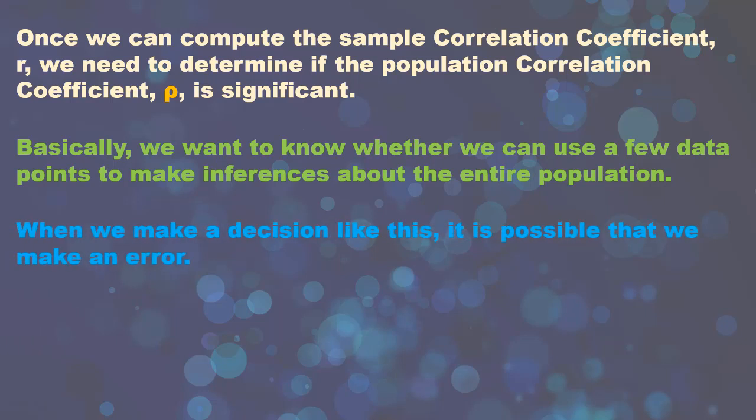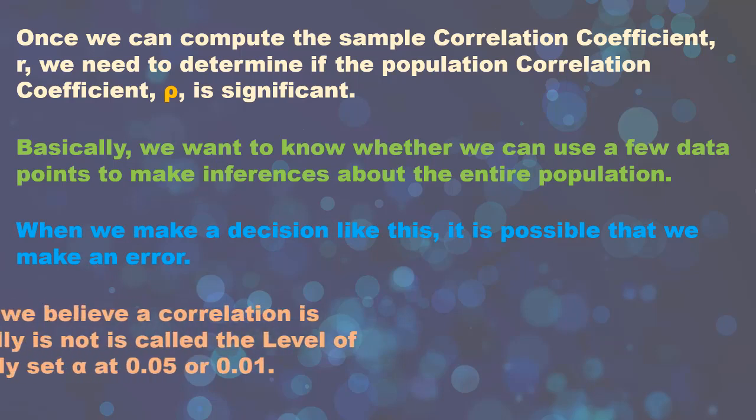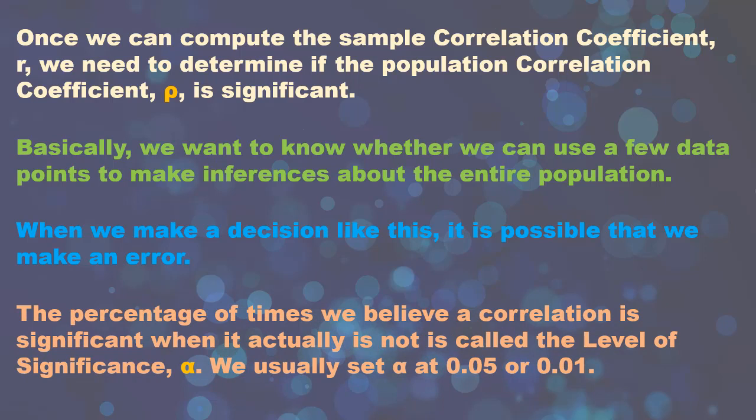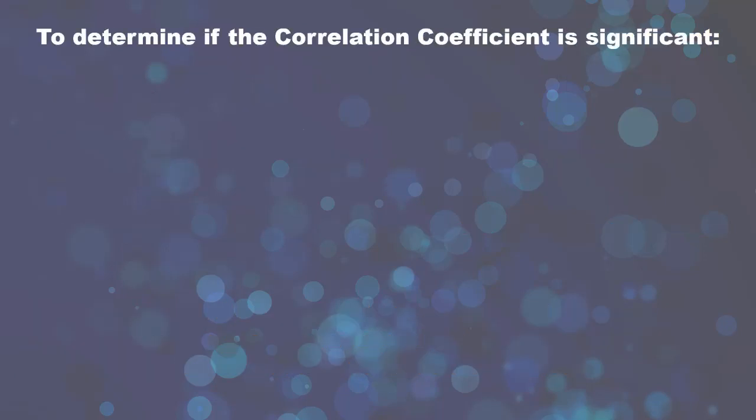When we make a decision like this, it's always possible that we mess it up, that we make an error. So the percentage of times we believe a correlation is significant, when it actually is not, is called the level of significance alpha. We usually set alpha at 0.05 or at 0.01. Those are the standard values for alpha, although you could set it at 0.03 or 0.02, but the standard values are 0.05 and 0.01.